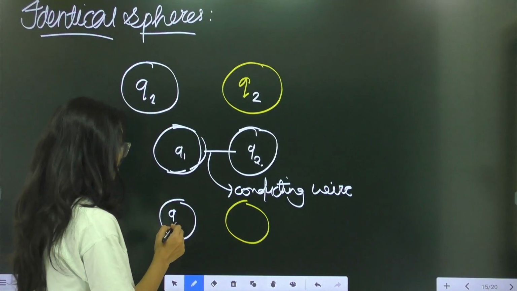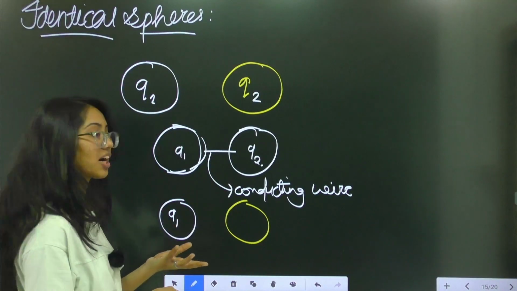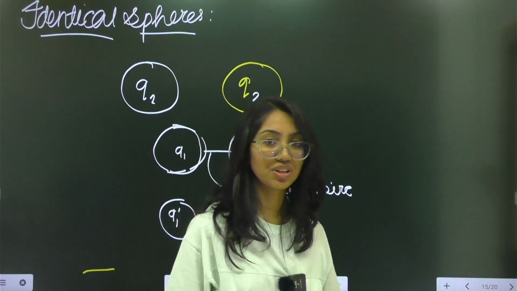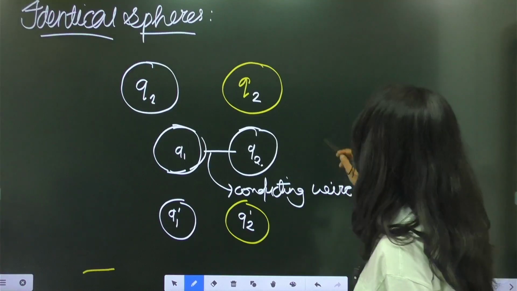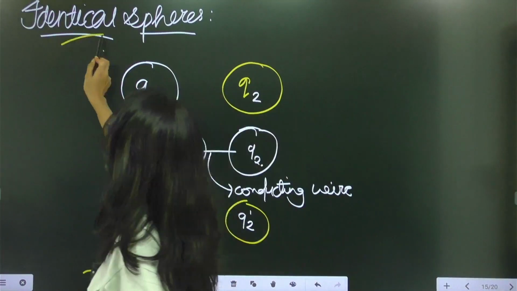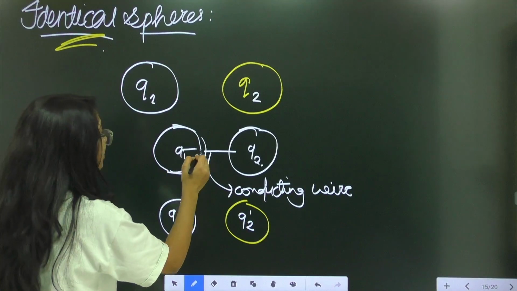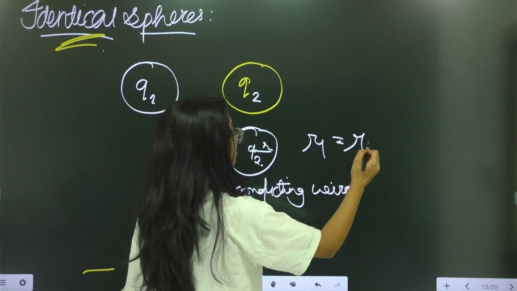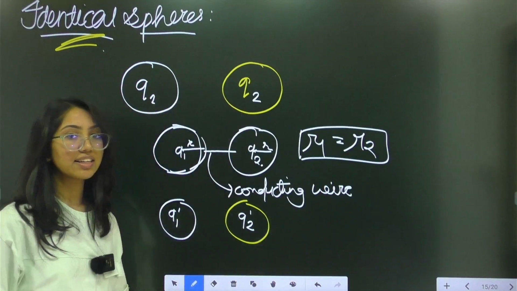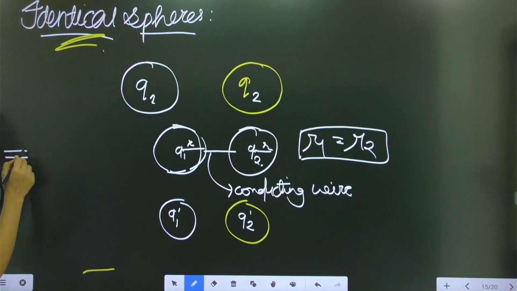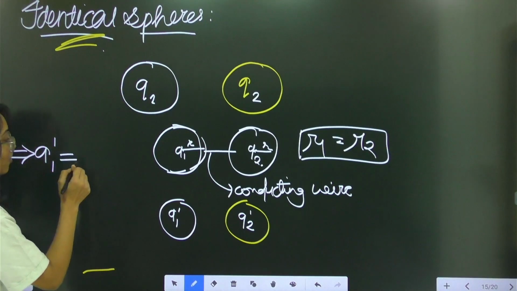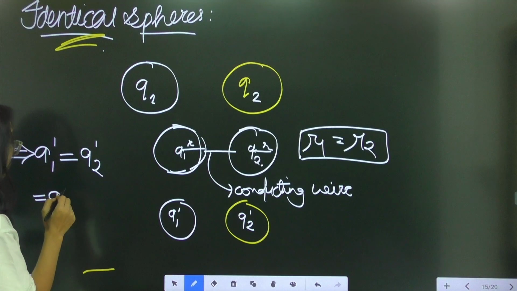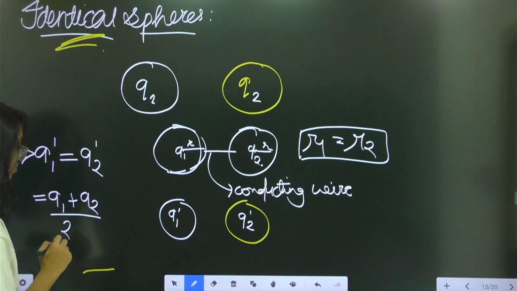Okay, so in sphere 1 the charge left will be q1 dash and in sphere 2 the charge left will be q2 dash. Now what are this q1 dash and q2 dash? We have to find that. When there are identical spheres, meaning they have equal radius, R1 equals R2, then q1 dash equals q2 dash, which will be their average: q1 plus q2 divided by 2.